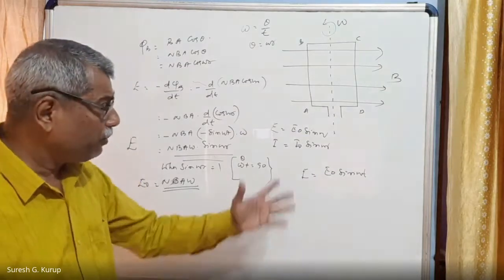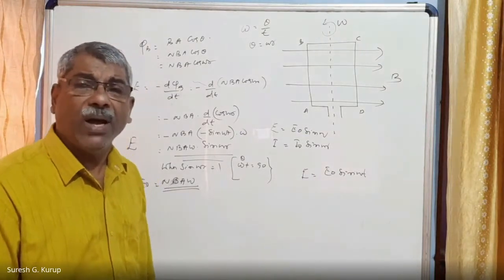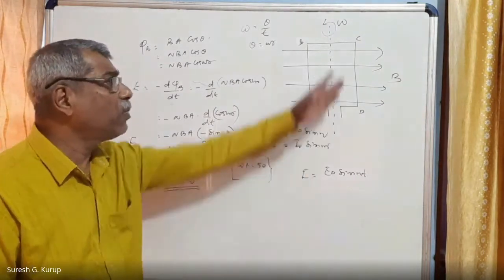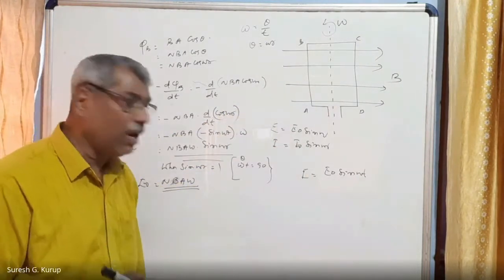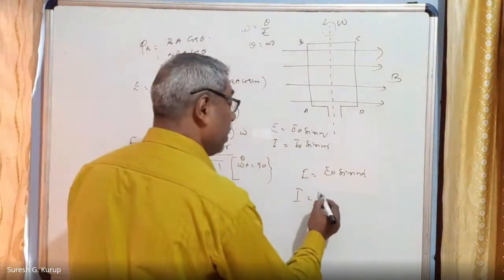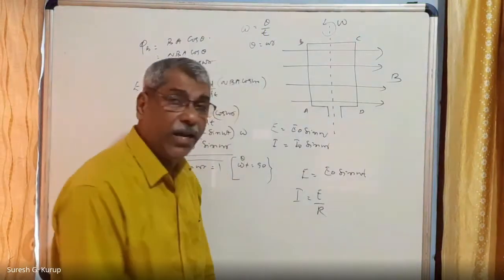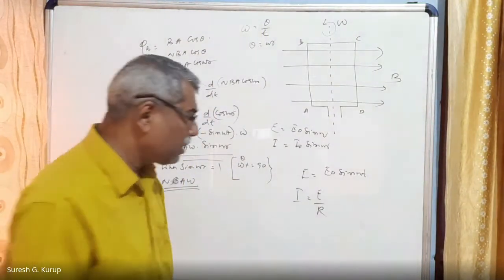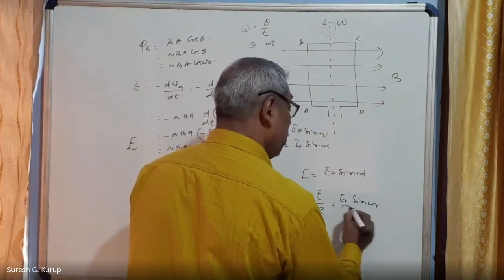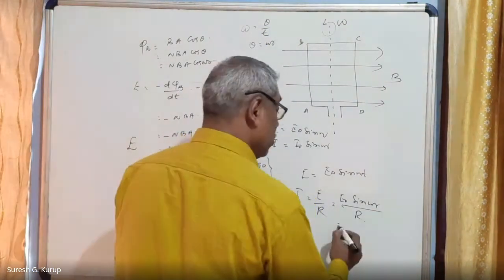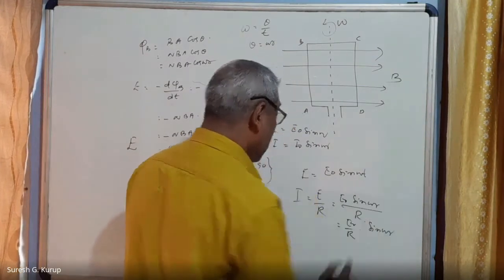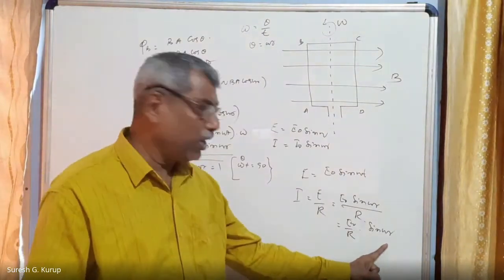So if you want to find the current value at any instant, then the current value also can be calculated. Suppose the coil has a resistance capital R, then the instantaneous current is given by I is equal to E divided by R. Am I correct? That is equal to E0 sin omega t, the whole divided by R. This is equal to E0 by R into sin omega t, right?